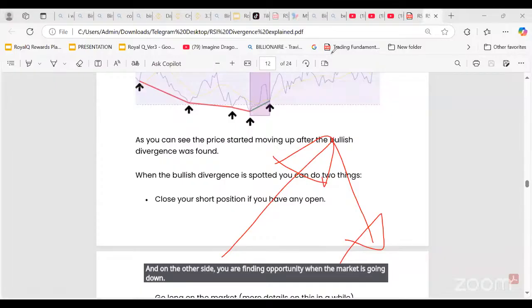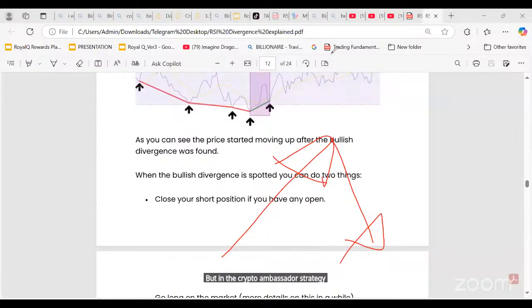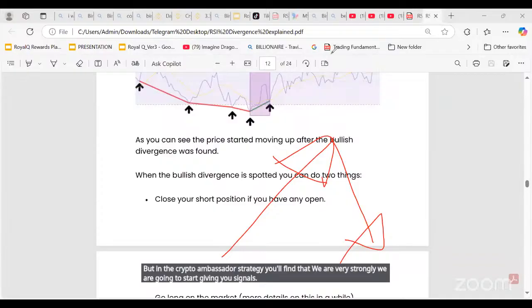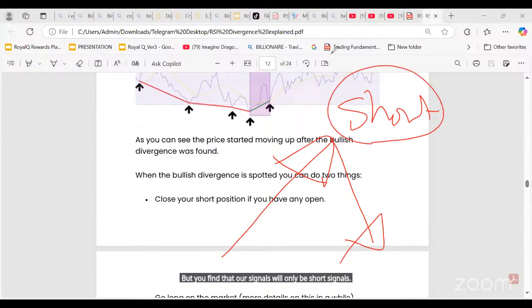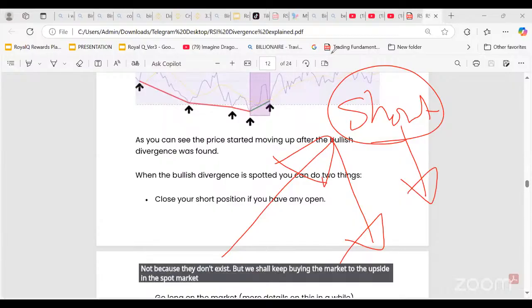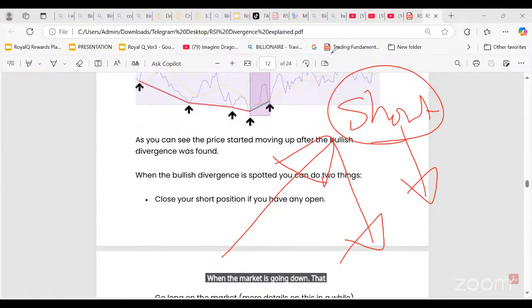Okay? But in the crypto ambassador strategy, you'll find that very soon we are going to start giving you signals. But you'll find that our signals will only be short signals, where we expect the market to go down. You may not see long signals, not because they don't exist, but we shall keep buying the market to the upside in the spot market, and selling when the market is going down. That will be our approach to keep things very simple.